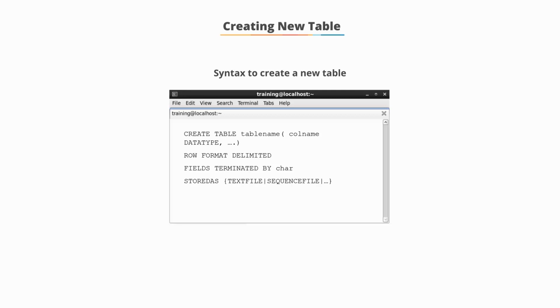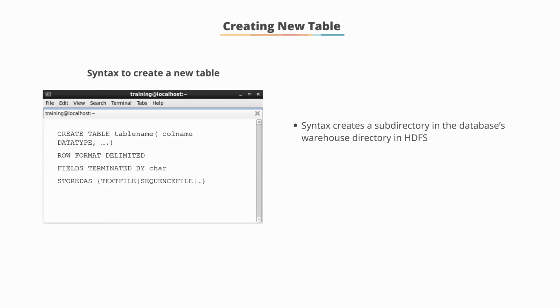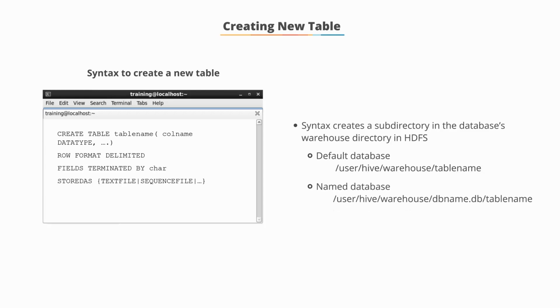Lastly, STORED AS {TEXTFILE | SEQUENCEFILE} indicates how the data should be stored. This syntax creates a subdirectory in the database's warehouse directory in HDFS. For the default database, the table will be stored in the default HDFS location. For a named database, the syntax will create a directory of dataname.db inside of the default HDFS location and save the table in that directory.